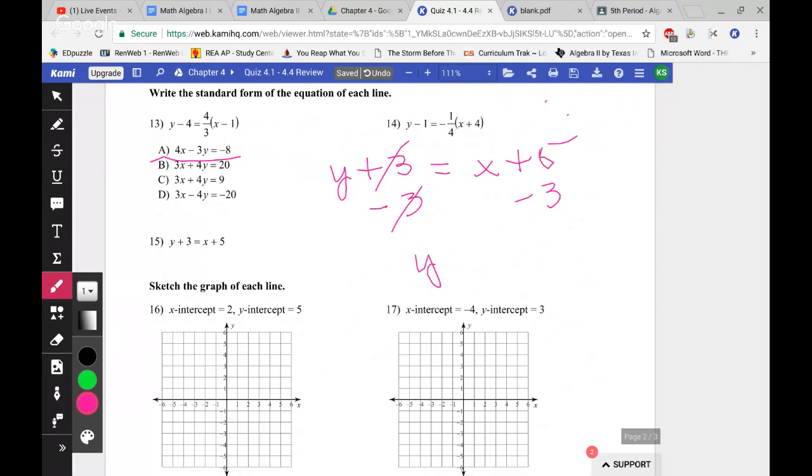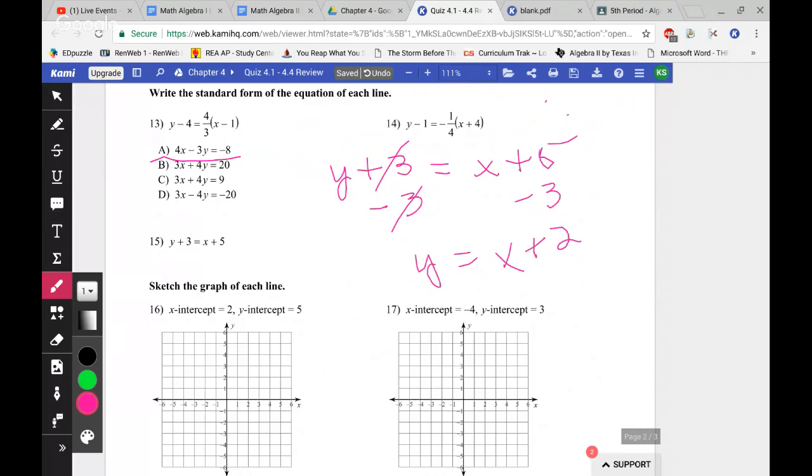Y equals x. The whole point of this standard equation is to get your x and y on the same side and to get your constants combined. So the very first thing that I've been doing each time is combining the constants. So this gives me y equals x plus 2. Right now it's in slope-intercept form. Yes, that's what I have so far.